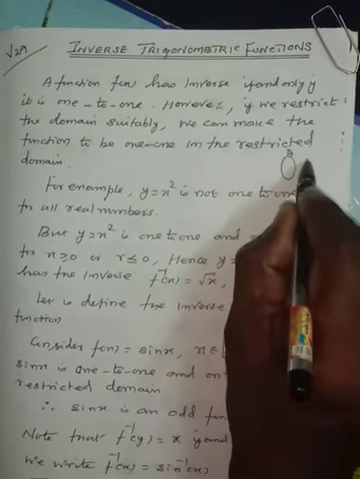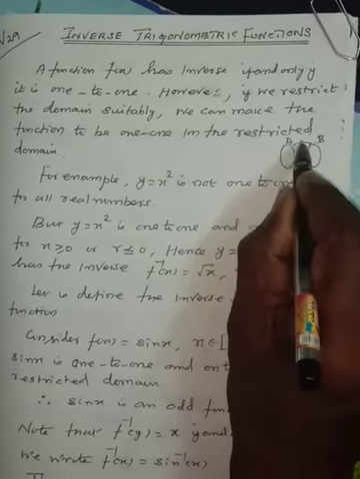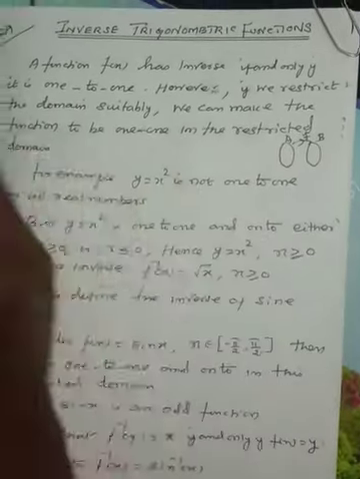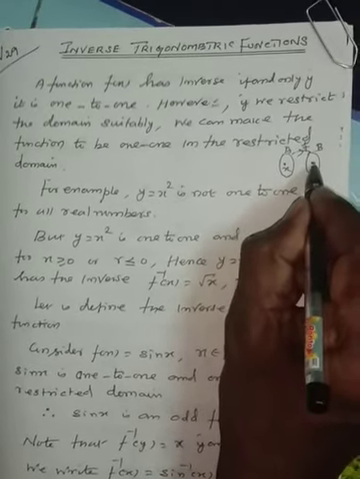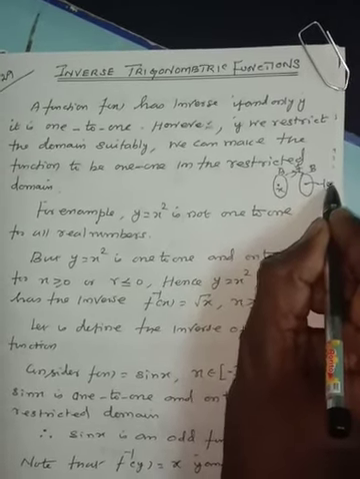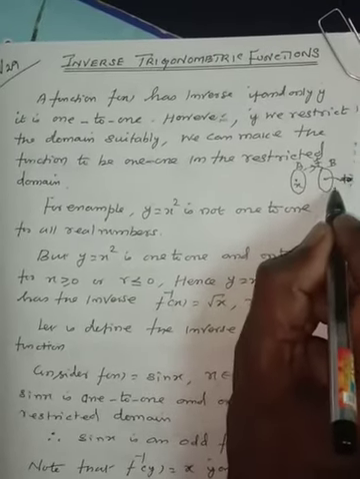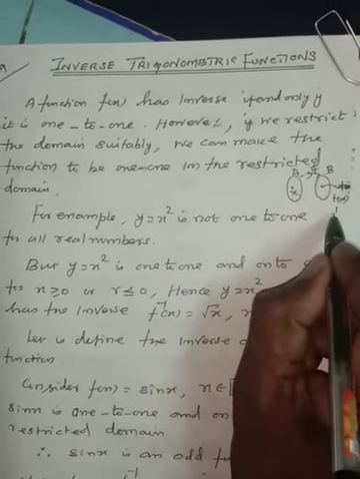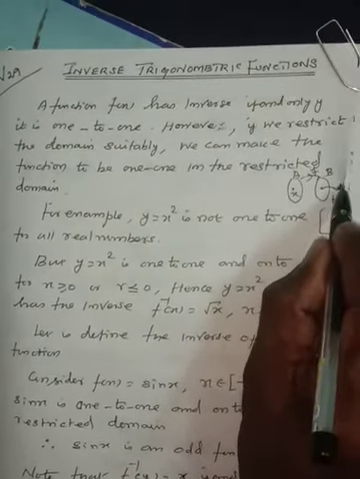This is set A, this is set B. f is a function from set A to set B. If x is an element of the set A, f of x is an element of the set B. f of x is y.